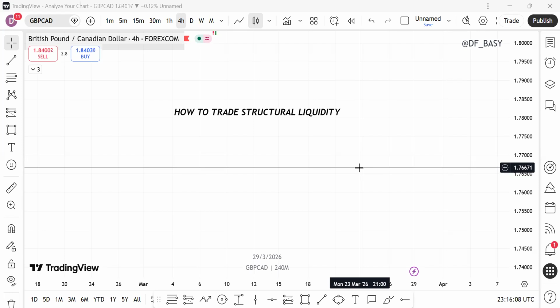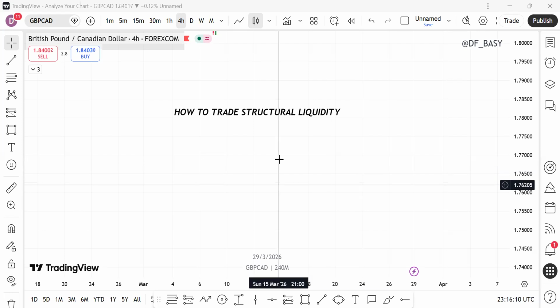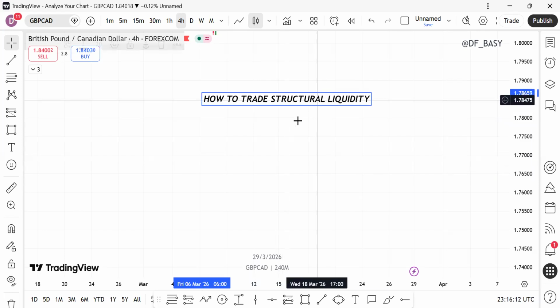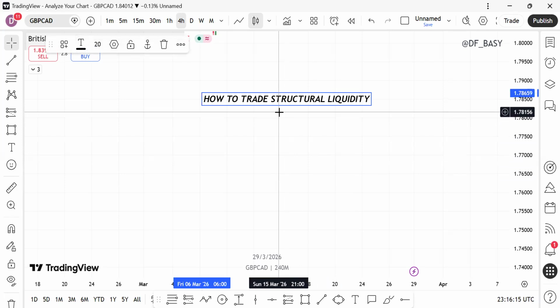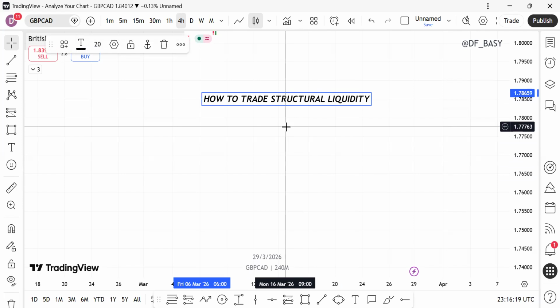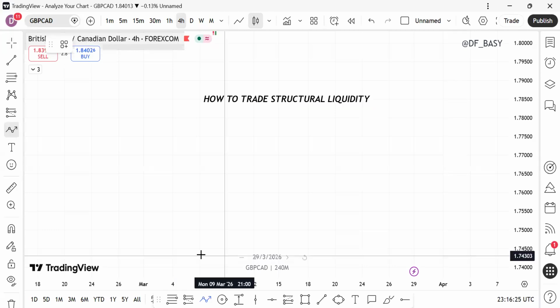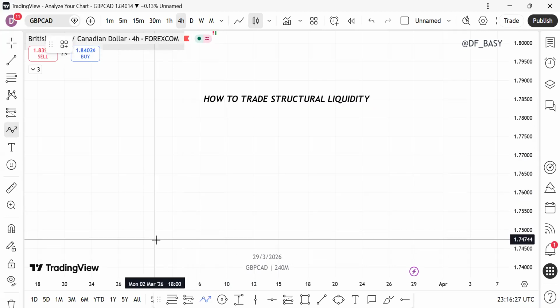So let's dive in. Today I'll be teaching you how to trade structural liquidity, right? The big name, the big question, structural liquidity. Most of you have heard of structural liquidity, most of you have known about it, but don't really know how to trade it properly. So now, structural liquidity, what does the name come from? It comes from a structure.